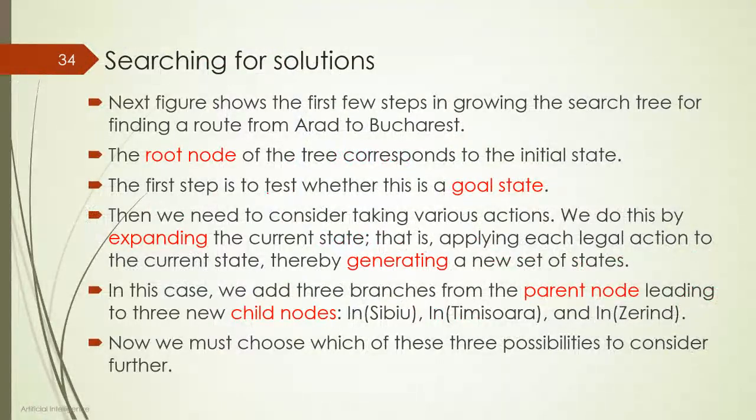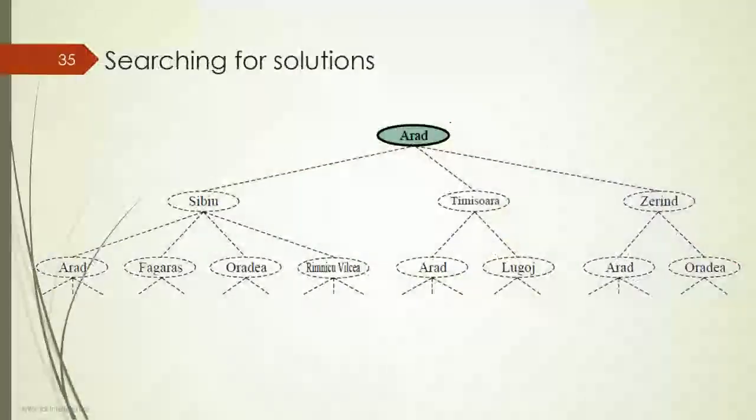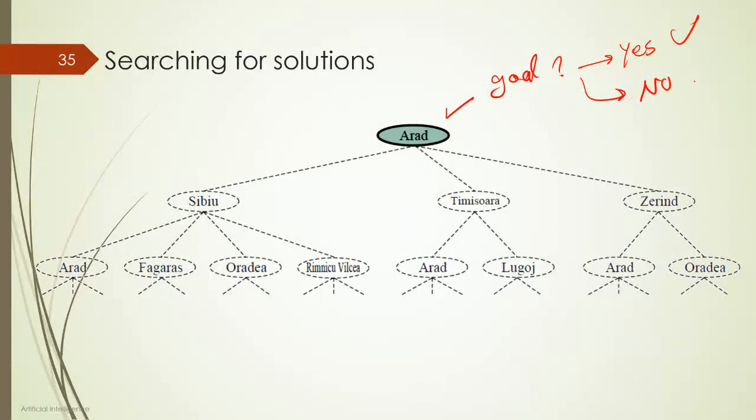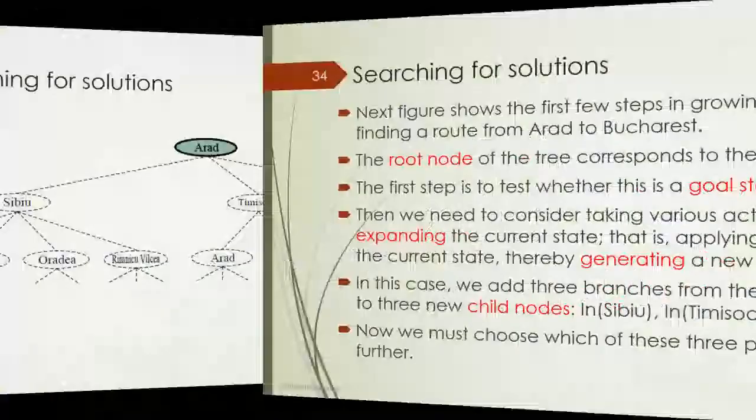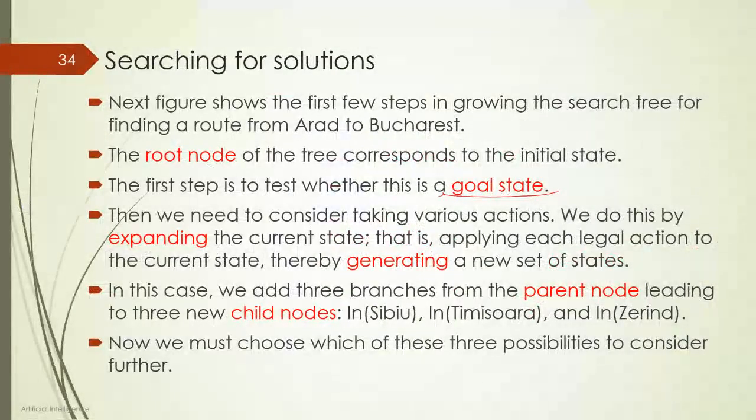The first step is to test whether this is a goal state or not. So I'm thinking algorithmically now. We are here. Question 1: is this the goal? If yes, we're done. If no, we have to take action. We have to take action, all right? Then we need to consider taking various actions.